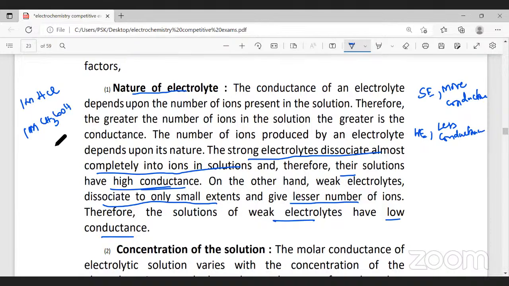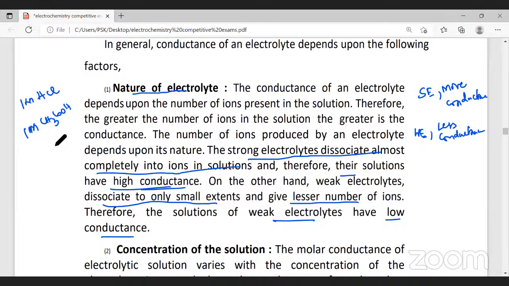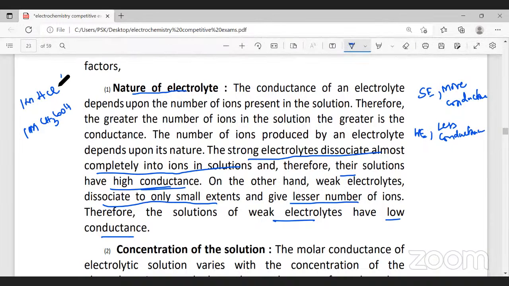Sir, HCl. Why? Because HCl is what electrolyte? Strong electrolyte. Acetic acid is what electrolyte? Weak electrolyte. Therefore, HCl will give you more conductance compared to acetic acid. This is a strong electrolyte, and acetic acid is a weak electrolyte.